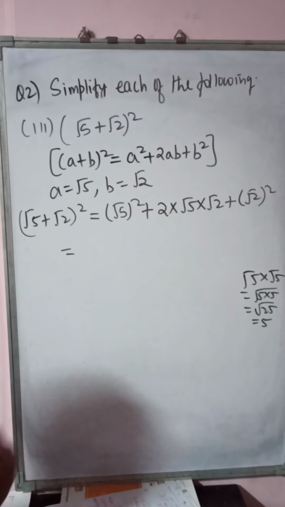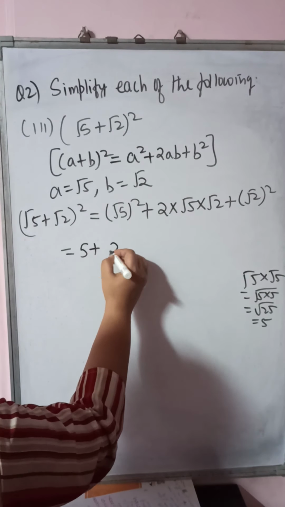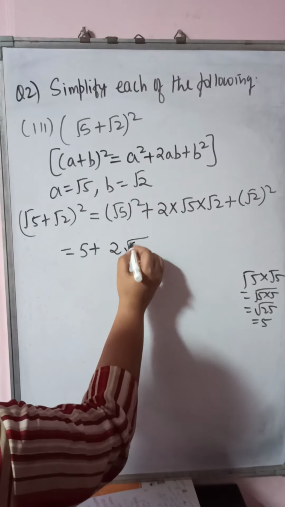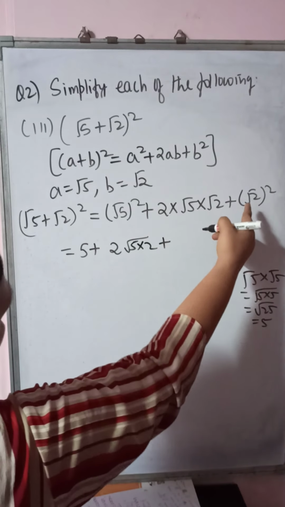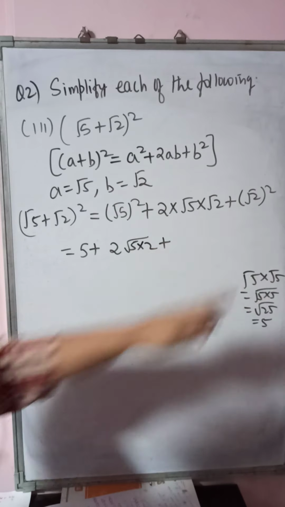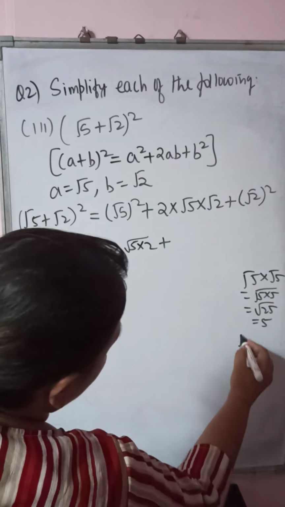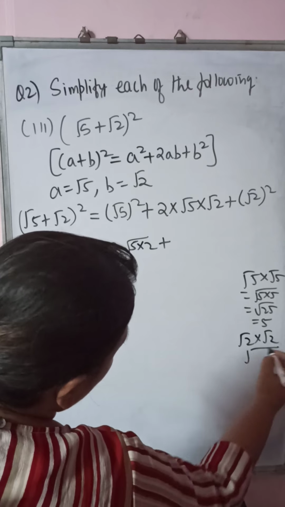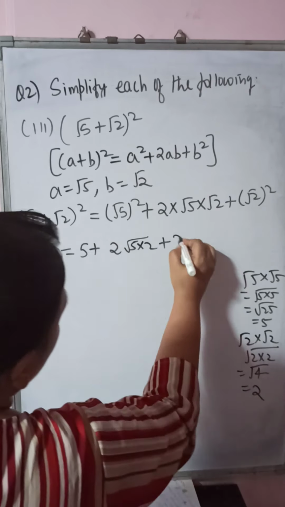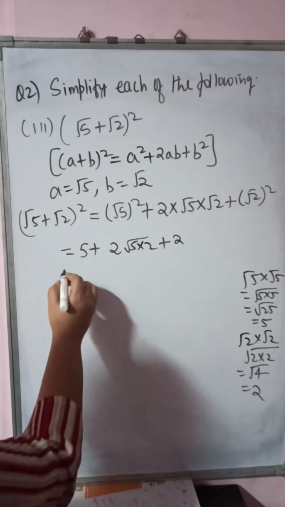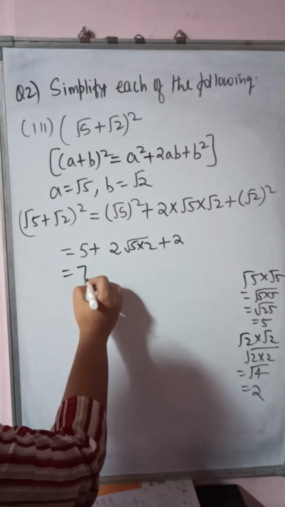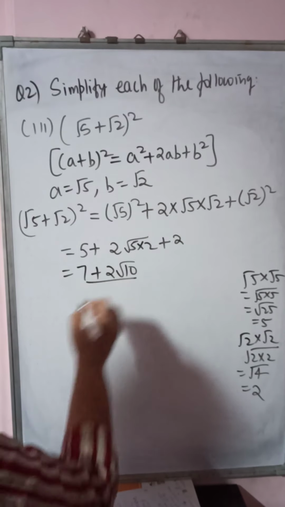So you'll get 5 plus 2 into, as I said, whenever there are different numbers inside the root, you multiply them and put a single root sign, root 10. Plus again root 2 whole square, which is like the way we got the answer here as 5. Same way, root 2 square is root 2 into root 2, so root of 2 into 2, that is 4. So root 4 is 2. So this is how you will solve. Now 5 and 2 are natural numbers, so you can add them. 5 plus 2 is 7, plus 2 root 10. So this is the answer.